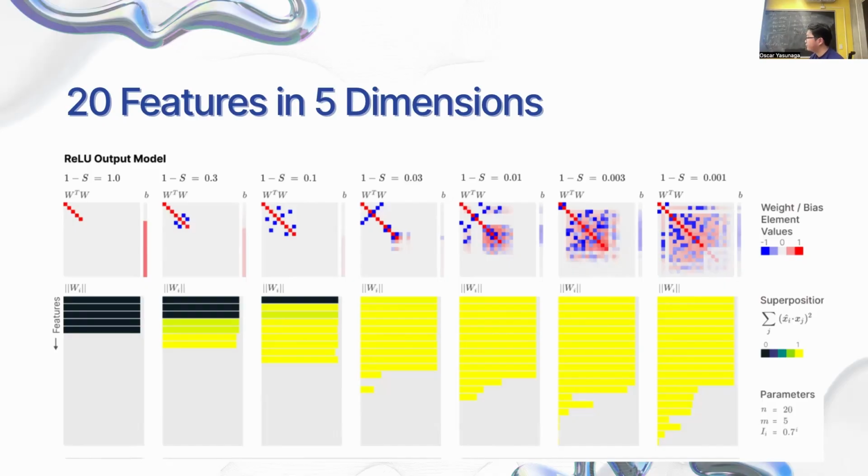And in terms of the weight transpose weight, or the dot product, or gram matrix, you can see that obviously you're going to have the highest dot product on this diagonal because you're taking the dot product with yourself. But off diagonal, there's going to be a lot more interference as you increase sparsity.